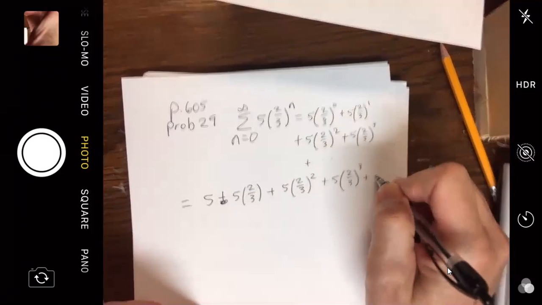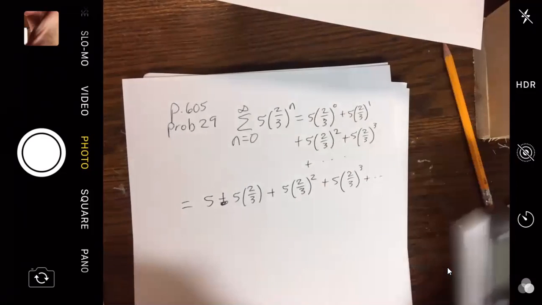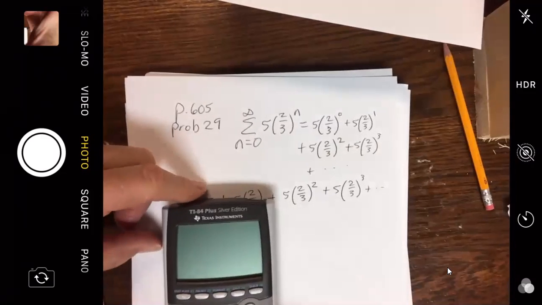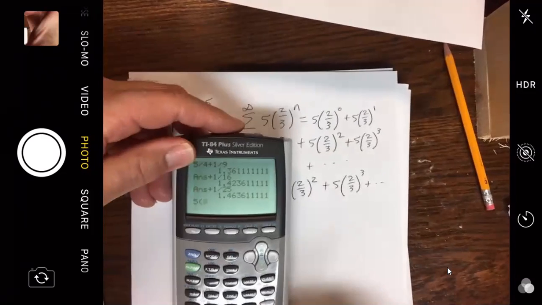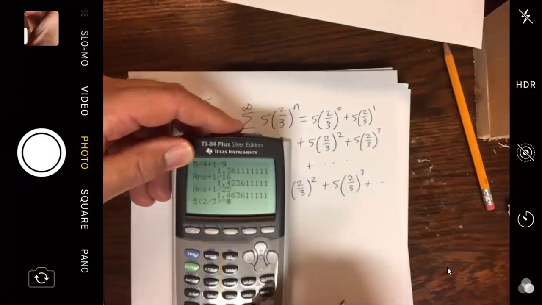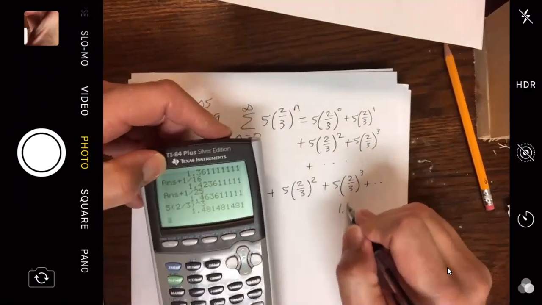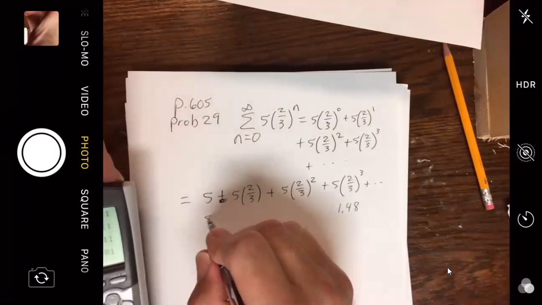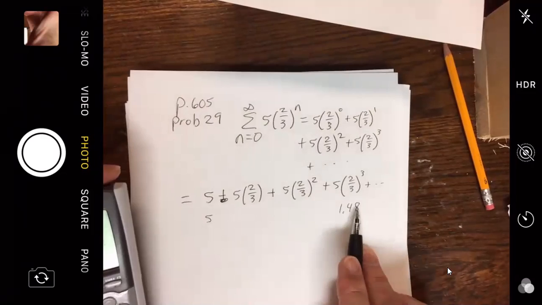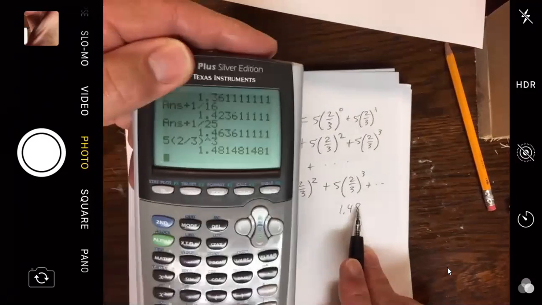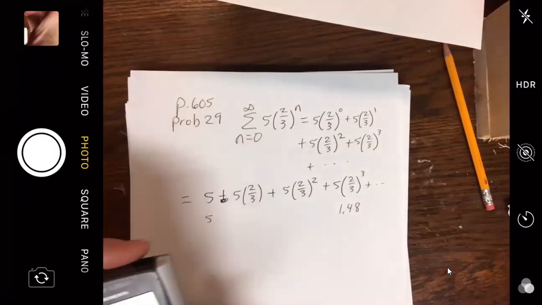We could run some decimals out and show how this is getting small. Maybe I'll just run a term here. 5 times 2/3 cubed, 2/3 to the third. You're at 1.48, and you started at 5. So you see how your terms get much smaller and smaller? 5 times 2/3 cubed, you're down to 1.48. You started at 5.